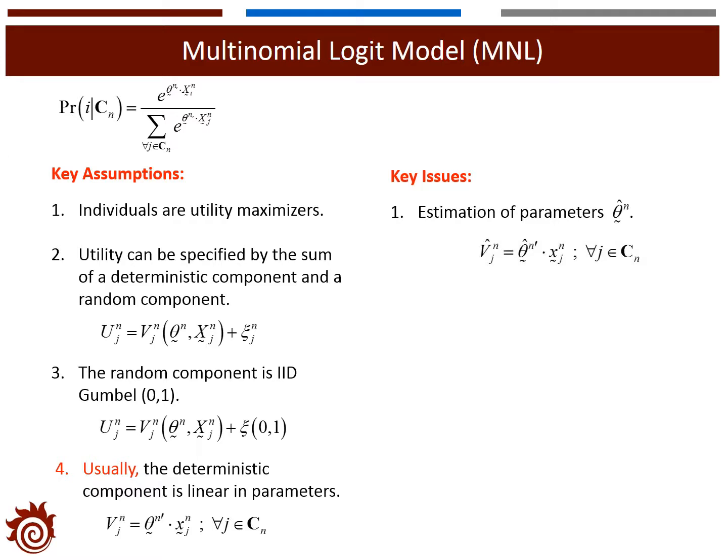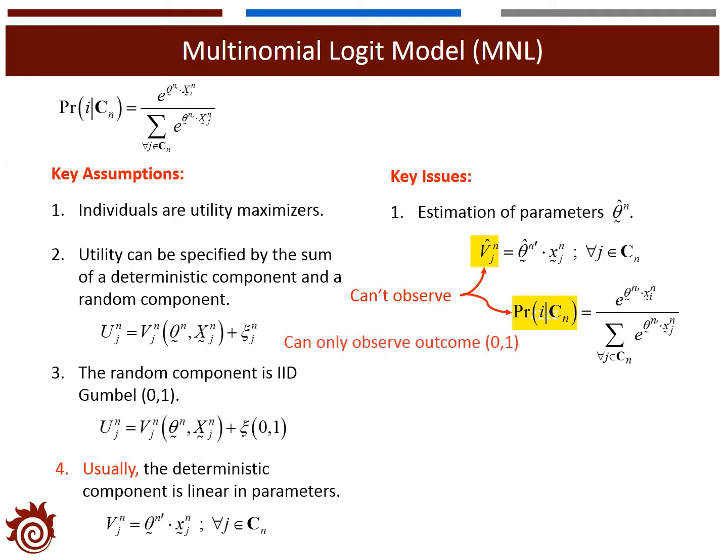From the probability of the multinomial logit model, we can see that the deterministic utility cannot be observed. In the probability expression, we also cannot observe the probability for us to choose the mode i. What we can observe is the outcome, whether the mode is chosen or not. That is 0 or 1.